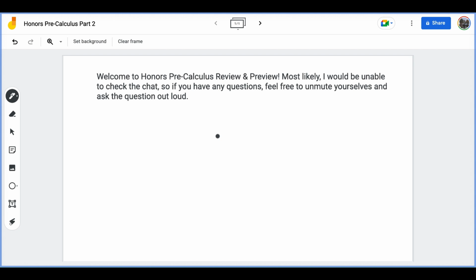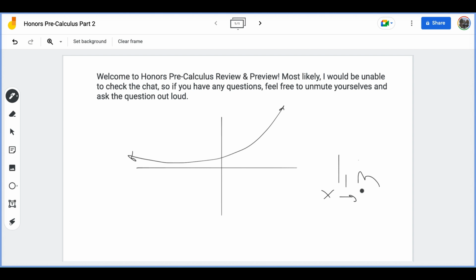So what is a limit? A limit is basically where you're approaching something. So if I have a function that looks like this, and I want to find the limit as x approaches 2, this is how you would write it: the limit as x approaches 2 of f of x, that would be this point right here.